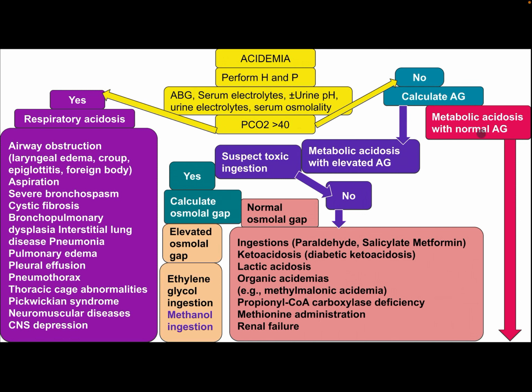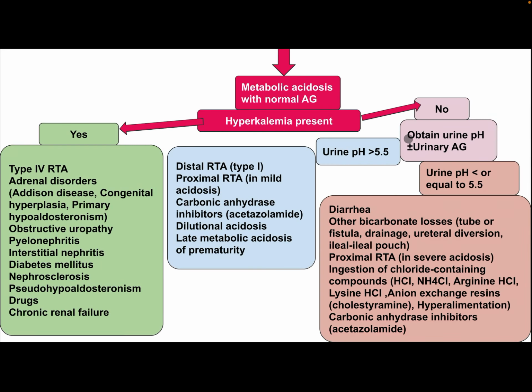If it is metabolic acidosis with a normal anion gap, is there hyperkalemia present? If yes, this is type 4 renal tubular acidosis, adrenal disorder, Addison disease, congenital adrenal hyperplasia, primary hypoaldosteronism, obstructive uropathy, pyelonephritis, interstitial nephritis, diabetes mellitus, nephrosclerosis, pseudohypoaldosteronism, drugs, chronic renal failure. If there is no hyperkalemia, obtain urine pH with the urinary anion gap.